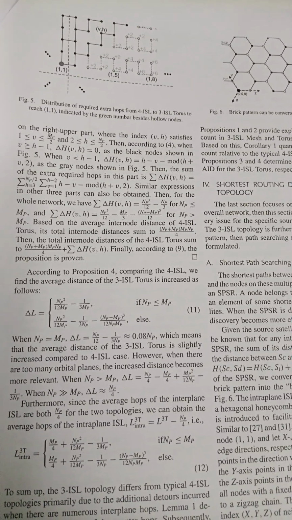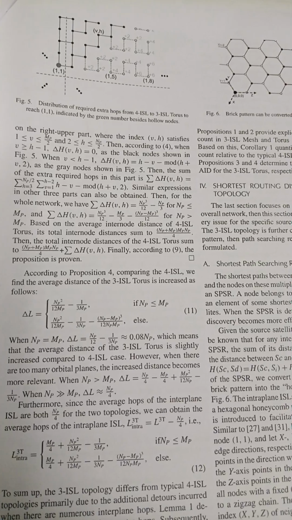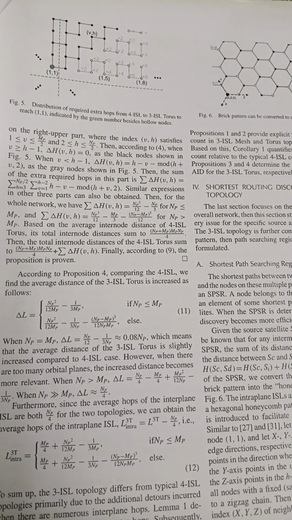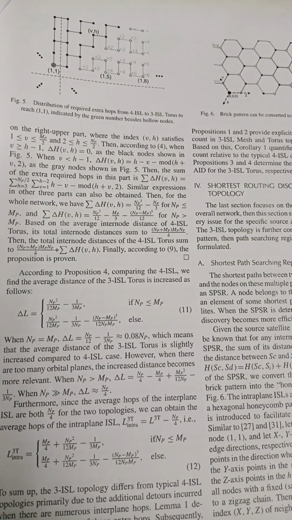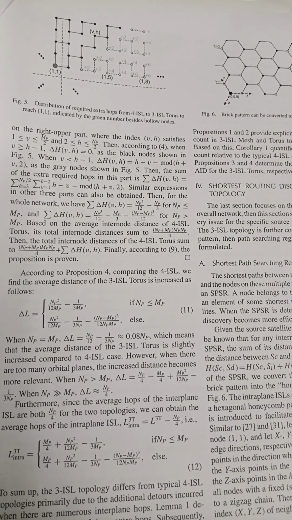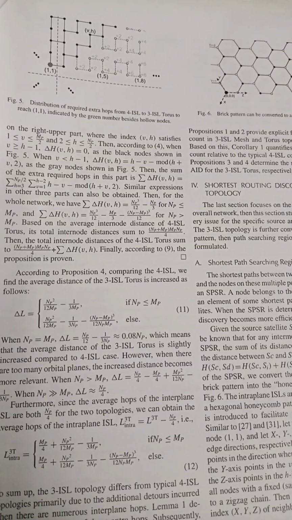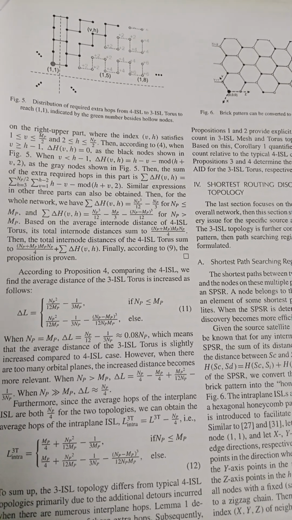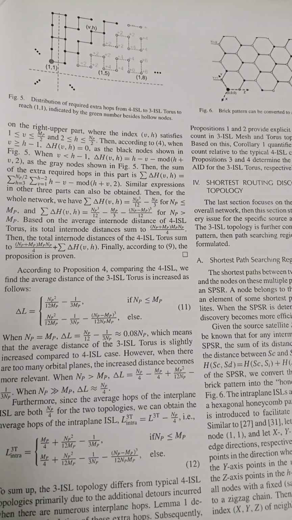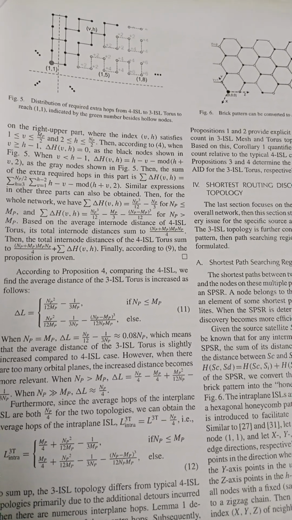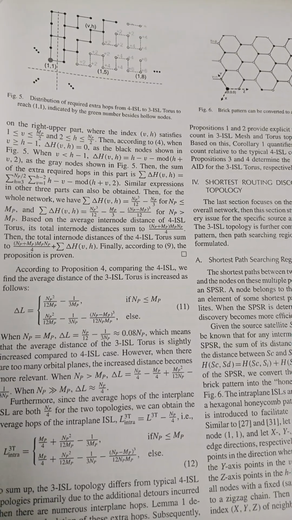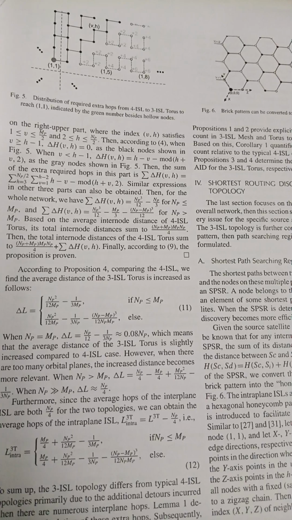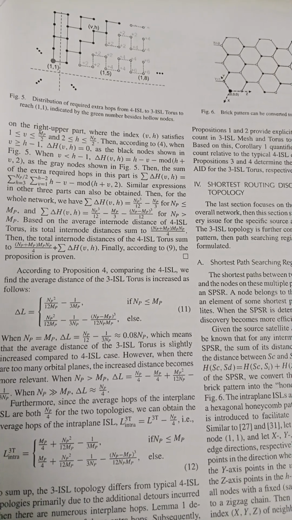According to Proposition 4, comparing to 4-ASL, we find the average distance of the 3-ASL torus is increased as follows. When NP is equal to MP, ΔL is equal to 0.08 times NP, which means that the average distance of the 3-ASL torus is slightly increased compared to the 4-ASL case.